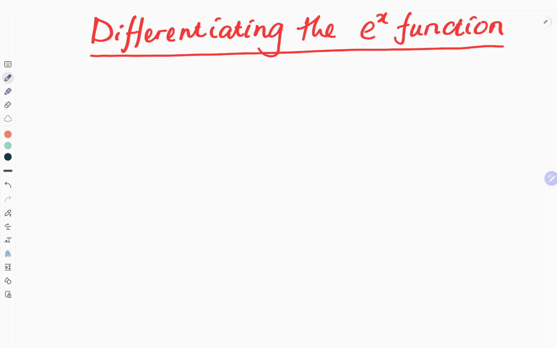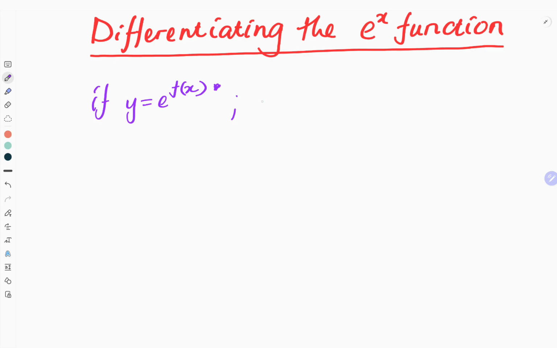So in this lesson, I'm going to show you how to differentiate the exponential function. If y is equal to e to the power of f of x, the function of x in the power can be a polynomial, like x squared plus 3x or x cubed plus whatever values. The way to differentiate this function is very simple.